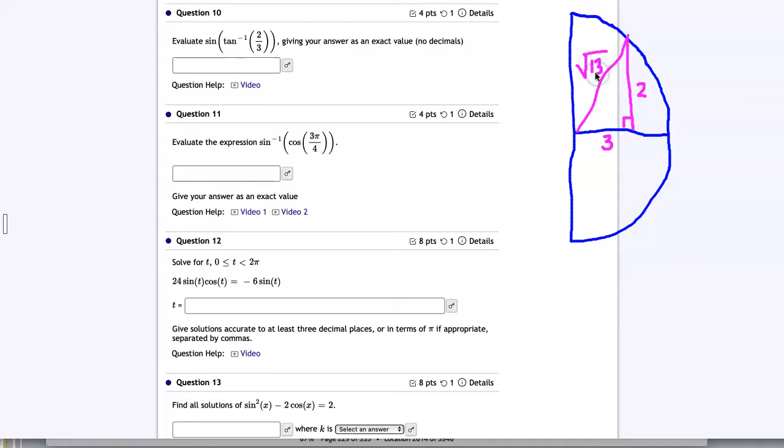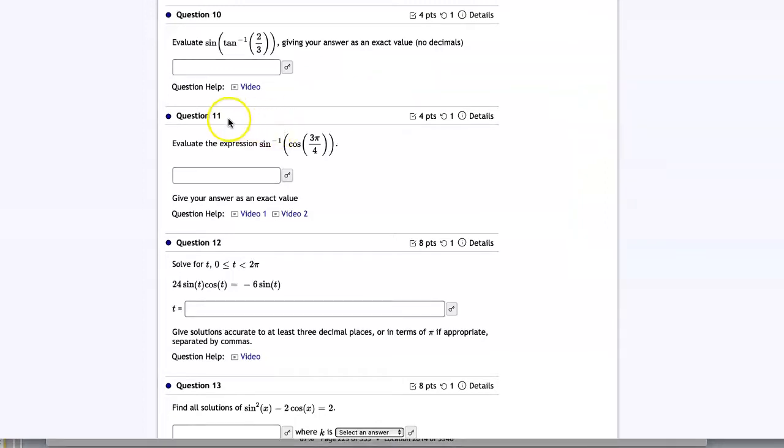What is the sine value here? Opposite over hypotenuse is 2/√13. And then you would want to rationalize your denominator. So your answer then is 2√13/13.